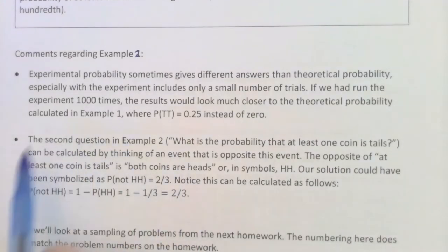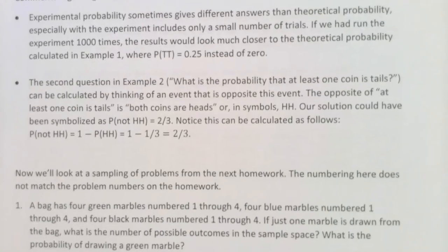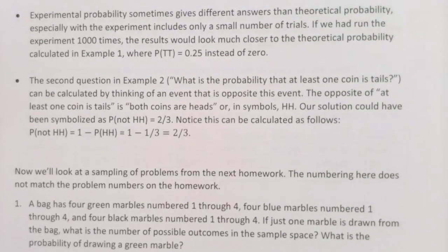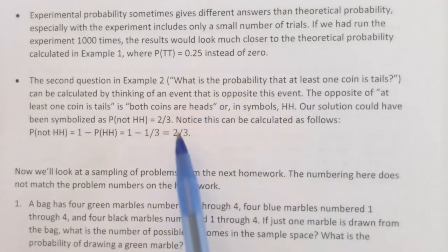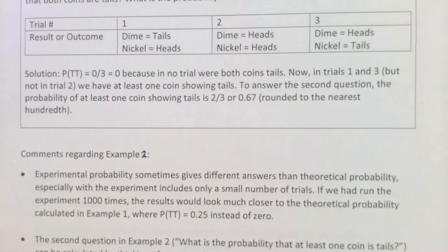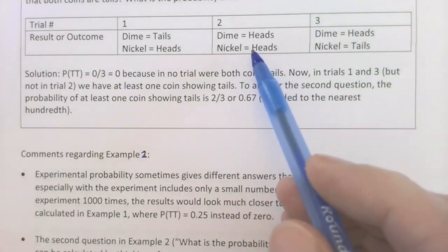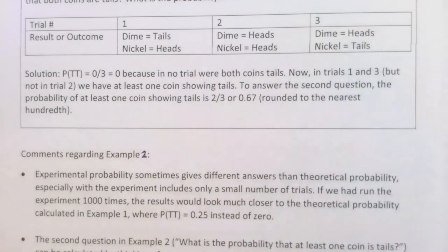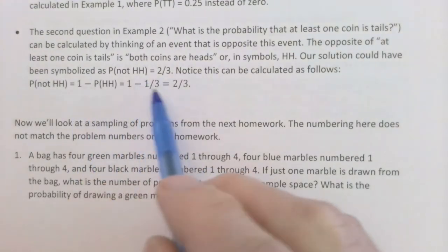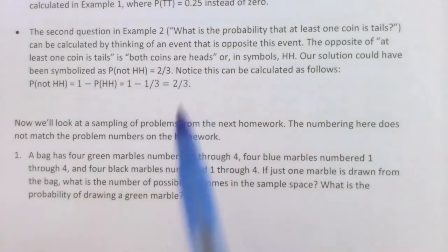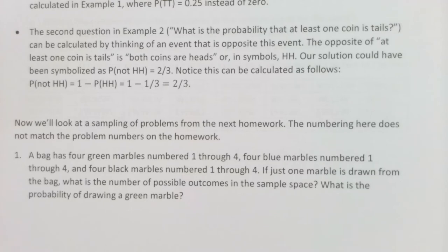I'll comment on this a little bit later, but the notion is sometimes you can calculate a probability by looking at the opposite thing, such as, what's the probability that at least one coin is tails? Well, the opposite of at least one coin is tails is that both coins are heads. And the probability of both coins being heads, you can look at the table, we got to see it once in our experimental probability. There was one double heads out of three trials. So the probability of heads and heads, HH, is 1/3. Well, if you take that 1/3 and subtract it from 1, you get 2/3, which is the probability of at least one coin showing tails.